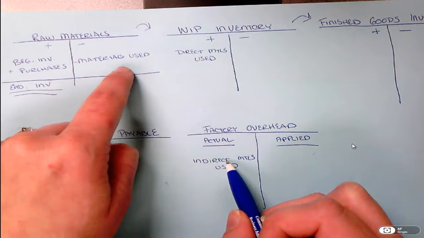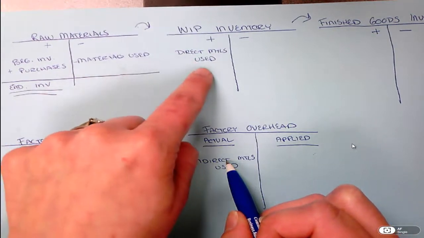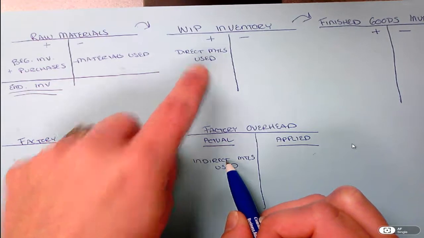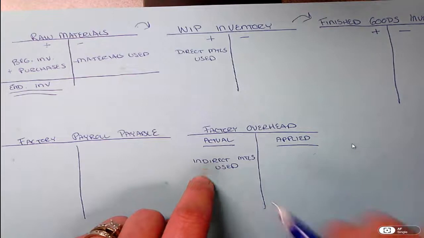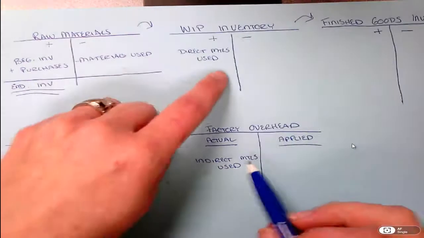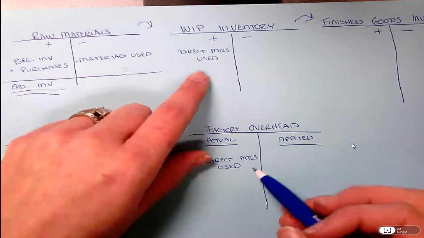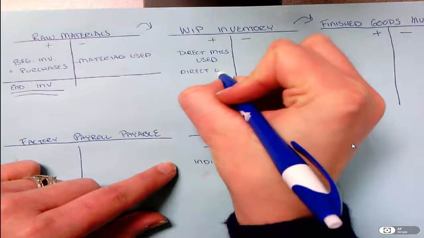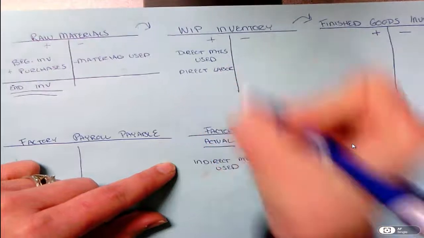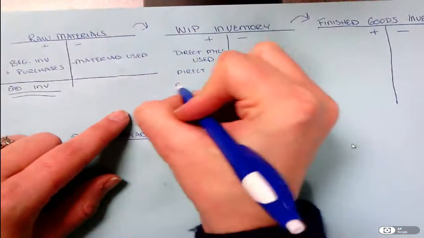Materials used come out of raw materials with a credit and a debit to work in process for the direct materials, or a debit to factory overhead for the indirect materials. The other things that hit this work in process inventory account are going to be the direct labor, and overhead applied.